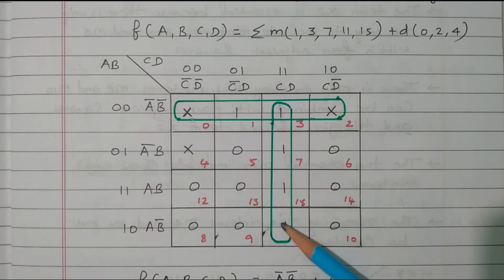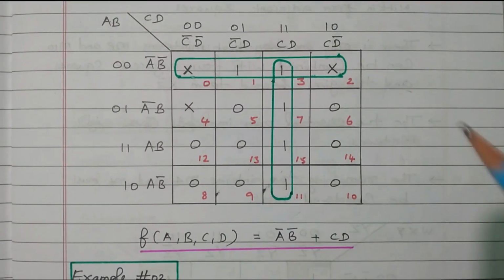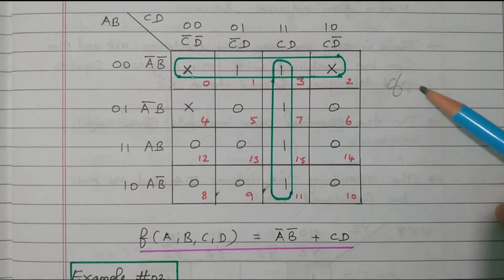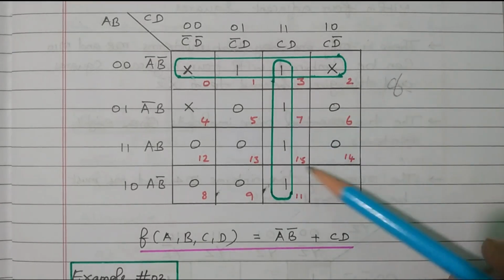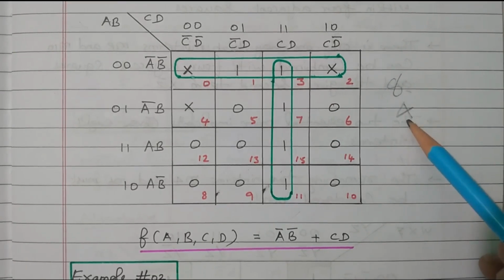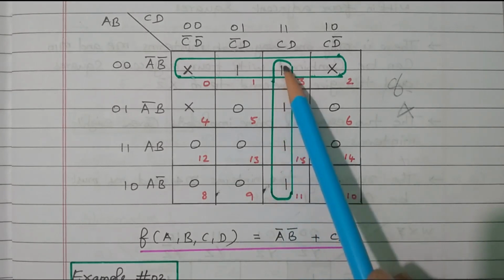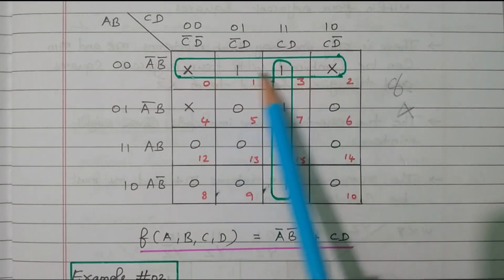In order to get the simplified expression, we need to group the ones. First we need to verify whether there is any possibility of 8 cell grouping. Here, 8 cell grouping is not possible. Then we'll think about 4 cell grouping. Is any 4 cell grouping available? We can group these 4 cells, similarly these 4 cells.